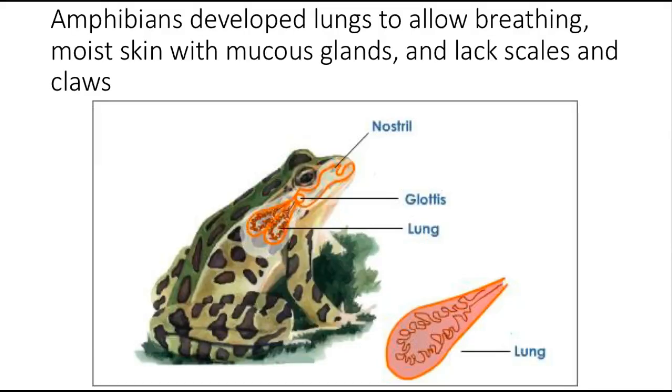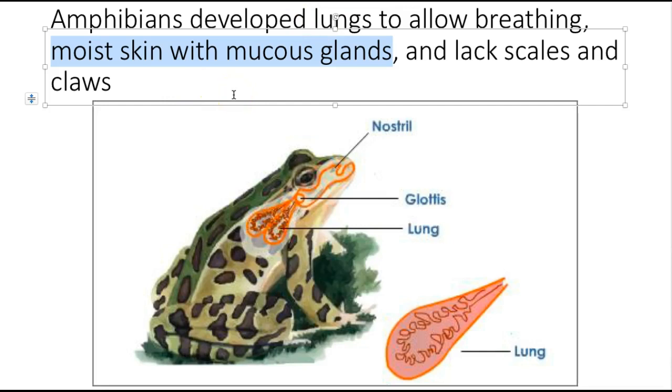The next one is amphibians. Amphibians develop lungs to allow breathing. And not only that, right here, they have a lung to breathe, right? Because the gill doesn't work on land. So through evolution, they had to obtain the ability to breathe on land. But very interestingly, amphibians also have moist skin with mucus glands right here, which allows their skin to breathe, taking in oxygen from the water, or even from the air. So if you imagine yourself breathing with your skin, that's kind of weird, but that's what amphibians do. And they don't have scales and they don't have claws.